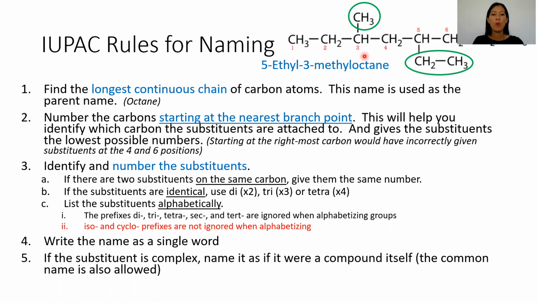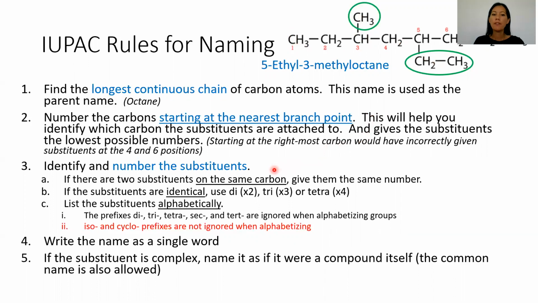We're going to do this one and walk through the rules again. Find the longest continuous chain. So I could have gone left to right, and that would have given me 8 here. If I went down here, that's a shorter chain. If I go left to right, I'm closer to the first branch point, so that's the lower numbering for the substituent. So that's better than right to left. So this is correct numbering. Then you identify that you have a methyl and an ethyl group. So we already did rules 1 and 2.